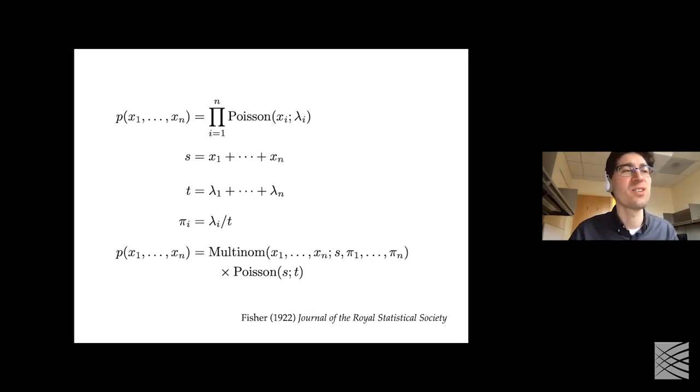Okay. And just notation wise, here I use the pi for multinomial, where I was using lambda before. The lambda here is for Poisson. There you go. If you have questions about that, let me know.